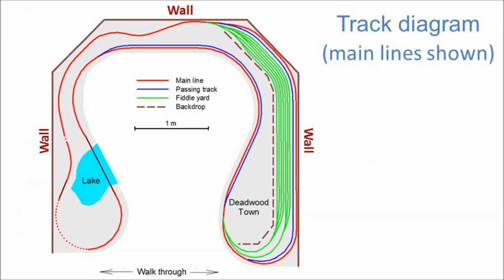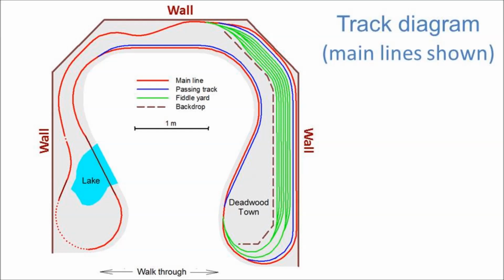Deadwood layout takes the approximate shape of a horseshoe extending along three sides of my train room. The layout is a bit more than 3 meters from sidewall to sidewall and is of a similar depth. On this track diagram, the main line shown as red runs as a continuous loop around the outside of the layout to return along its inner side. The two blue tracks are double-ended passing sidings. The fiddle yard shown in green has 7 storage sidings.